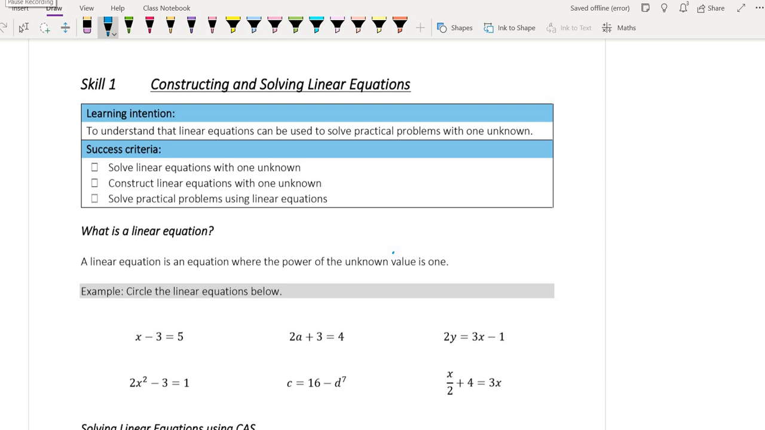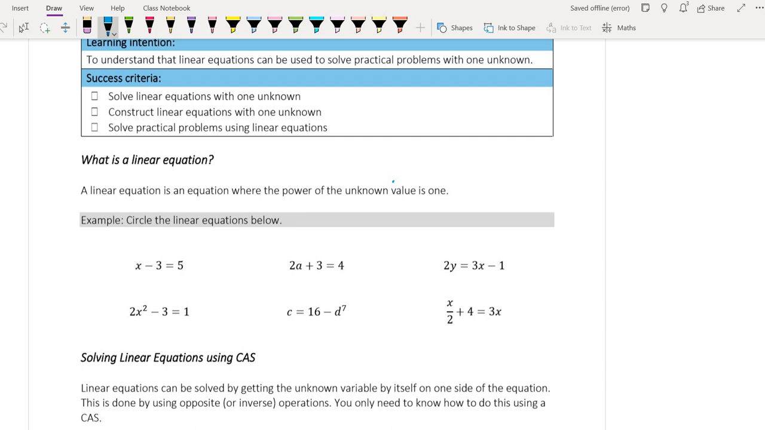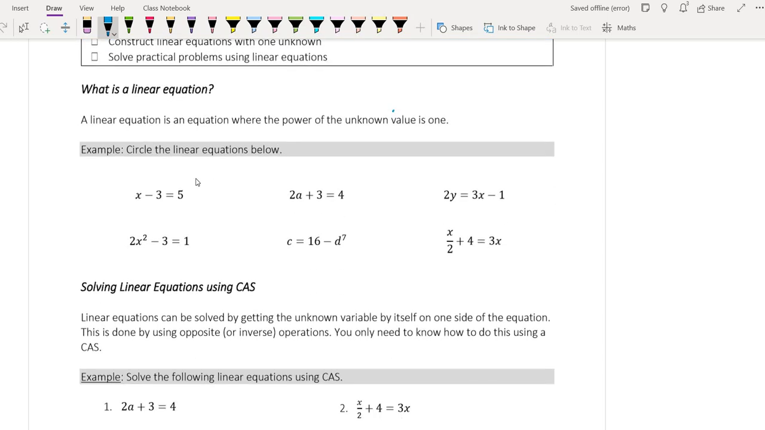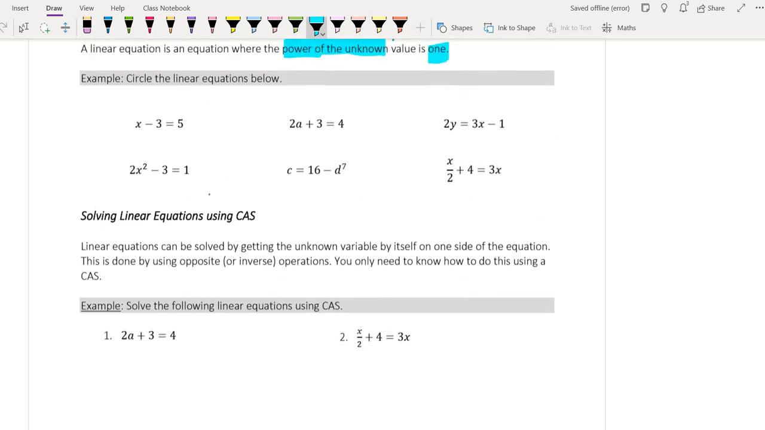So we're starting our topic of linear relations. So we're starting with what makes an equation a linear equation. The only thing that you need to look for is if the power of the unknown in our equation is 1. When we have an unknown, it could be an x, it could be an a, it could be a y. If we don't have any powers on top, that means there is a power of 1 there. So when we have a power of 1, we don't write it down.